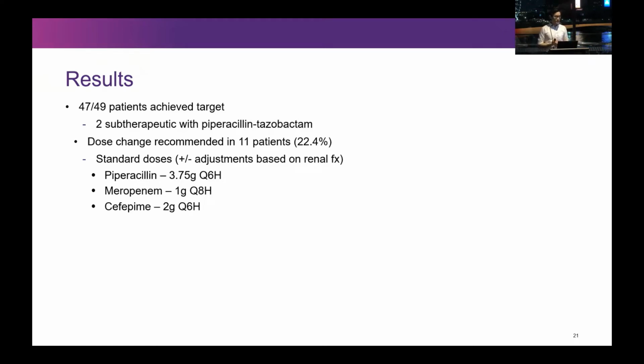For reference, the dose of piperacillin that was used as part of the protocol in this particular ICU was 3.75 Q6H. For meropenem was 1 gram every 8 hourly, and for cefepime was 2 grams every 6 hourly. And the clinicians were allowed to adjust the doses of the antibiotics based on the patient's renal function as per standard clinical practice in that ICU.